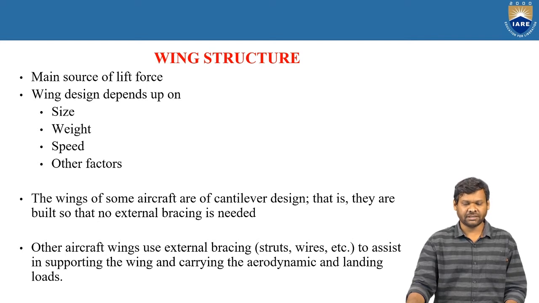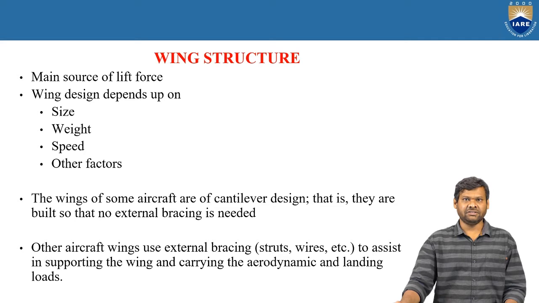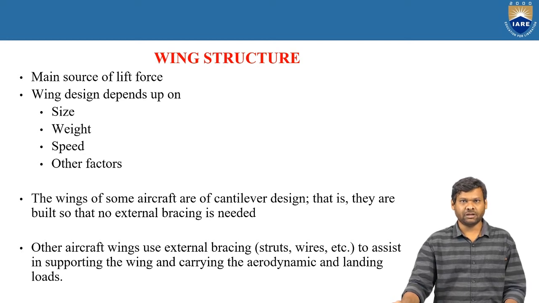The wings of some aircraft are of cantilever design and they are built so that no external bracing is needed. When you observe an aircraft, the wing design might be of cantilever type or of semi-cantilever type. Other aircraft wings use external bracing to assist in support of the wing and carry aerodynamic and landing loads. And moreover, in order to give strength to the wing structures, the external bracing is provided.